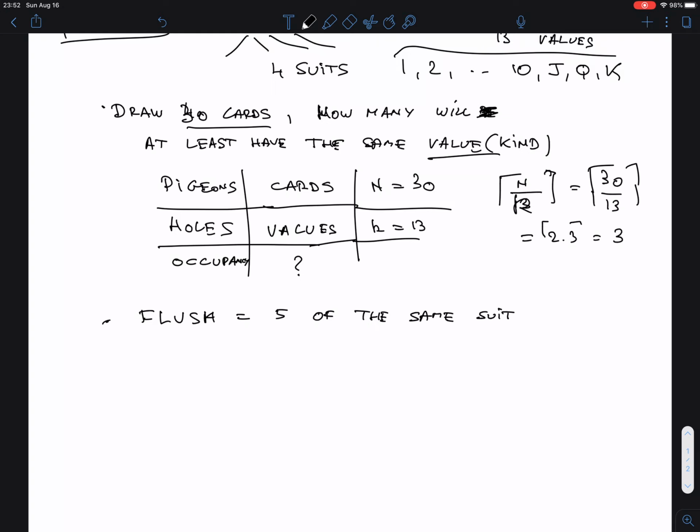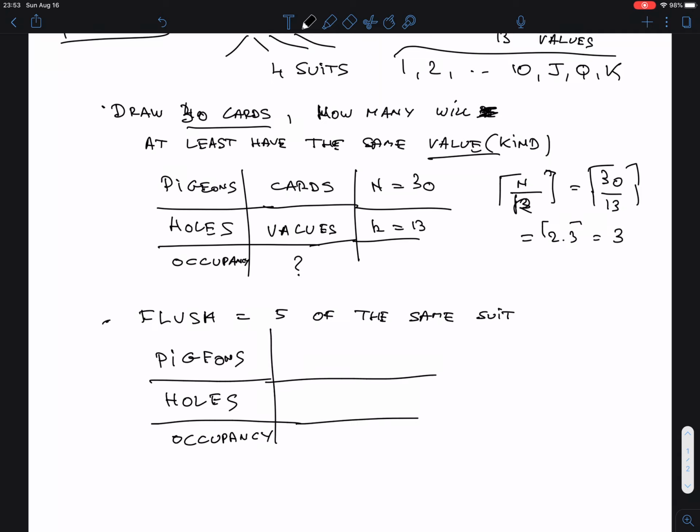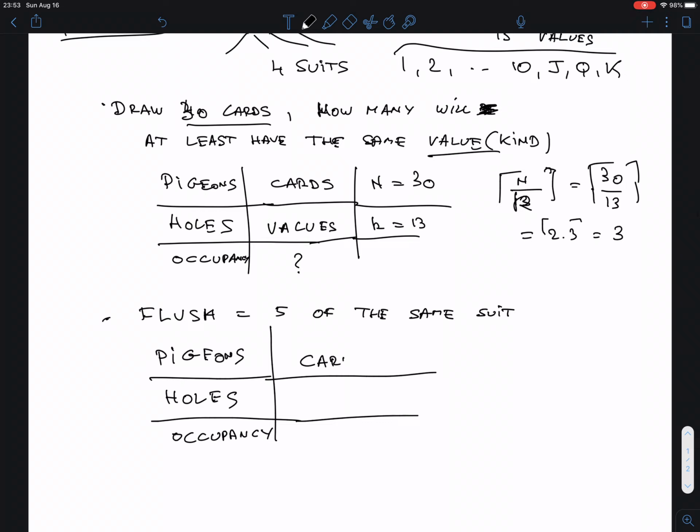All right, let's analyze this again. What are our pigeons? What are our holes? And what's our occupancy? The pigeons are clearly the cards. And the holes? The cards that we draw, we're going to put them in piles, a pile for each suit. So we put them according to suits. And then occupancy is a condition, and the condition is to have a flush.